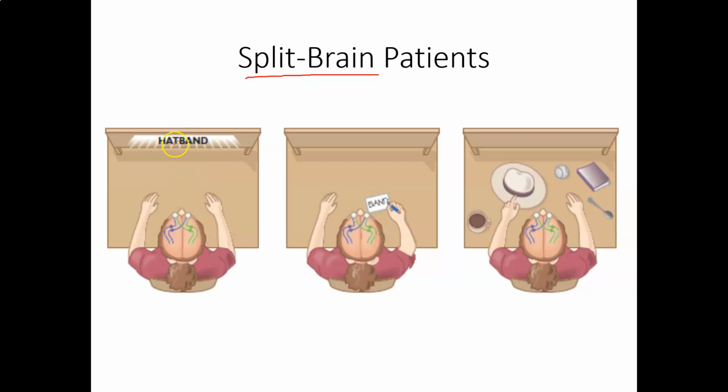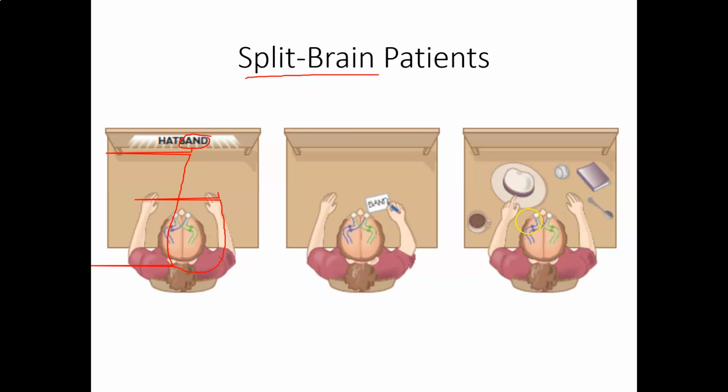So they quickly show a picture of this word on the screen, and then they ask the person to write down with their right hand what word they saw. They write down the word band, because the band is in the right visual field. It entered the left hemisphere. The left hemisphere handles language, and through controlling the right hand was able to write band.